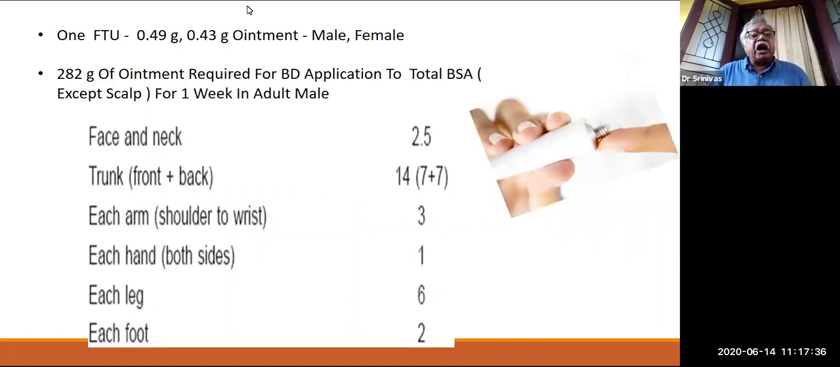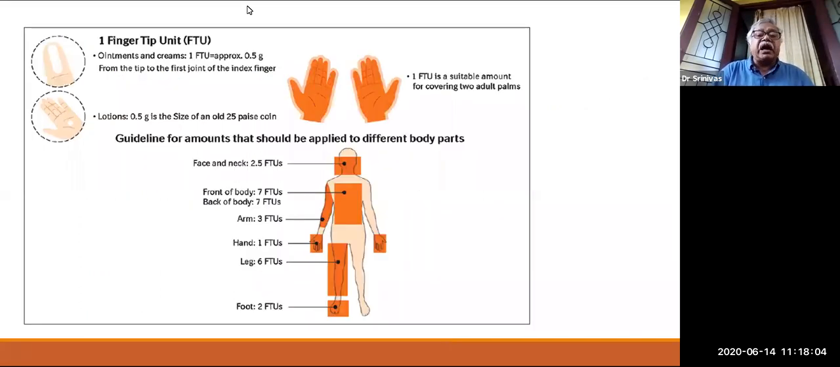Then of course, how many fingertip units for various areas is shown over here. And the person applying a topical steroid all over the body twice daily will require about 280 grams of steroid. Each fingertip unit in the male is about 0.5 gram, and in the women is about 0.45, a little less, but body size also is less. So possibly that is enough. It is of course a rough guideline. And this is the two hand area by the Finlay method, how much is required to cover the face, like 7 is required for the front of the body, 7 is required for the back of the body if you want to paint the whole body with the ointment.